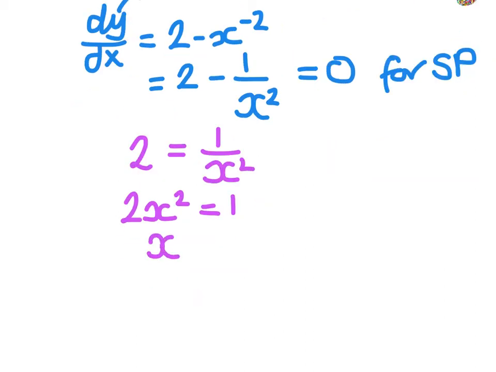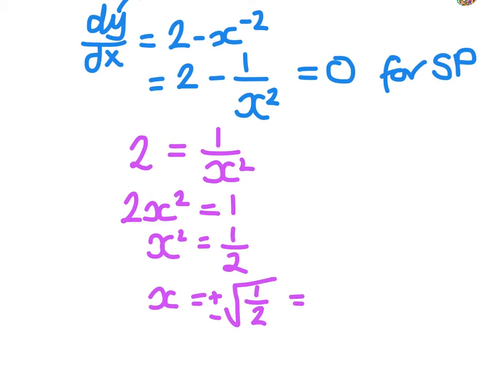Divide each side by 2 tells me that x squared is a half. And then I'm going to square root both sides. So x is the square root of a half. Now I need to remember that there are two answers. It could be plus or minus. And using my surd knowledge, that's 1 over root 2, plus or minus.